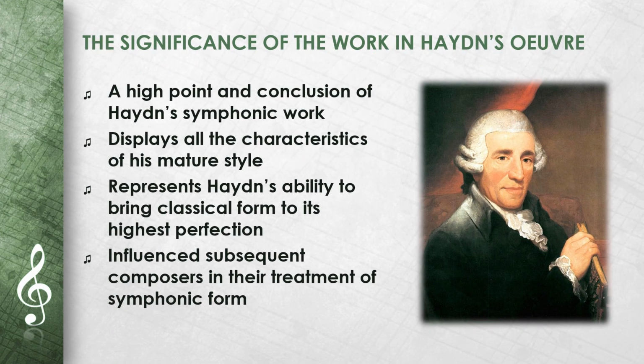The London Symphony is a culmination and conclusion of Haydn's symphonic output. It displays all the characteristics of his mature style: perfect formal balance, thematic unity, masterful orchestration, and emotional depth. The symphony represents Haydn's ability to bring classical form to its highest level of accomplishment. It influenced subsequent composers in their treatment of symphonic form and set new standards for the genre.